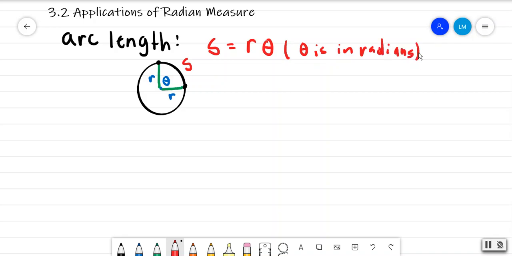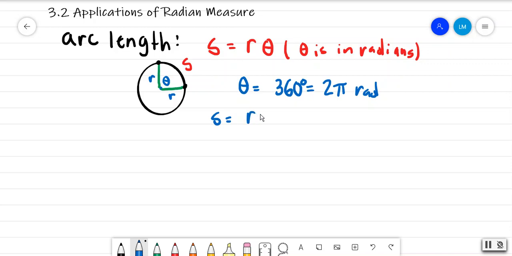Now, interestingly enough, let's say you wanted to know the measure of the arc if you were going to rotate 360 degrees. You need that to be in radians, so that's 2 pi radians. That means S is equal to R times 2 pi, which is the same thing as 2 pi r.